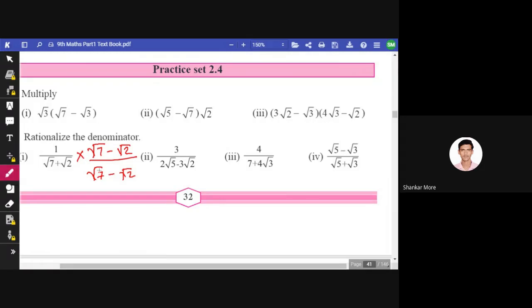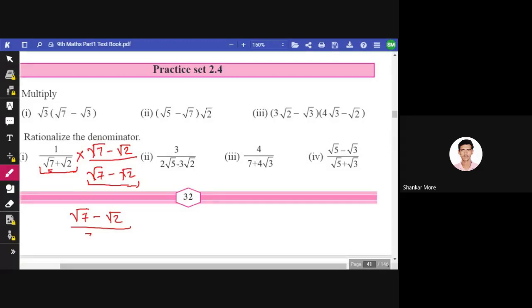Now if we multiply this, what will it be? 1 into anything will be the same thing. So that is under root 7 minus under root 2. And now we know in one bracket a plus b is there, in another bracket a minus b is there. So we have a square minus b square. So what is a here? A is root of 7.